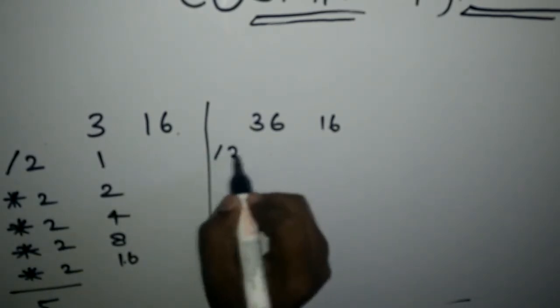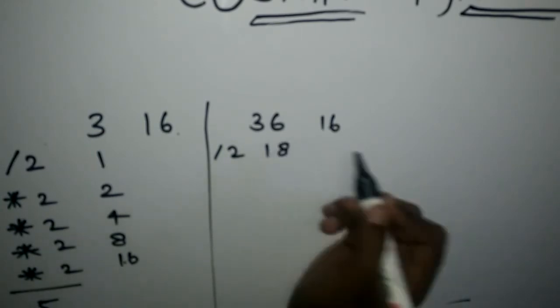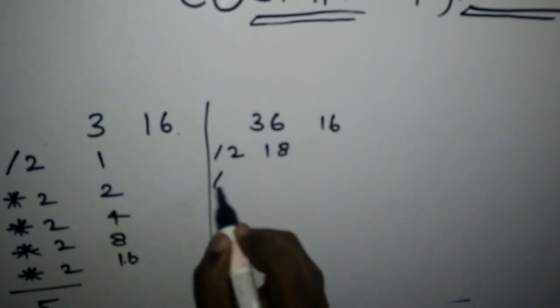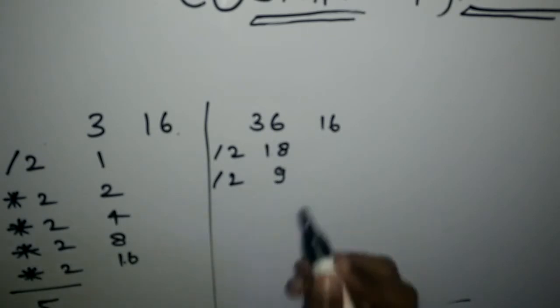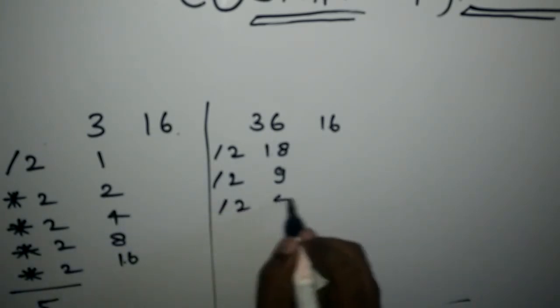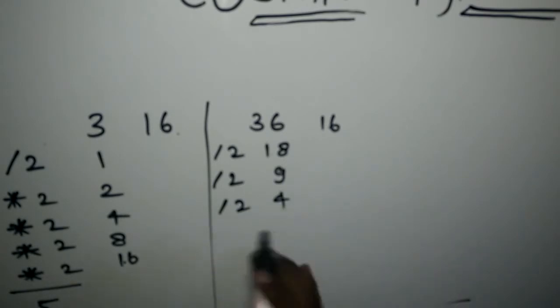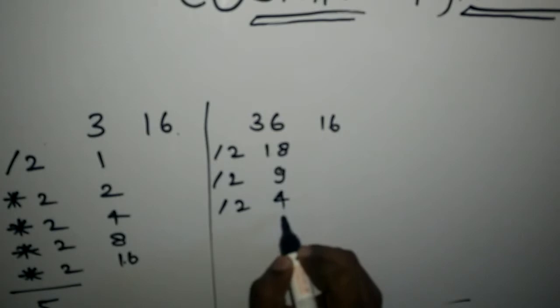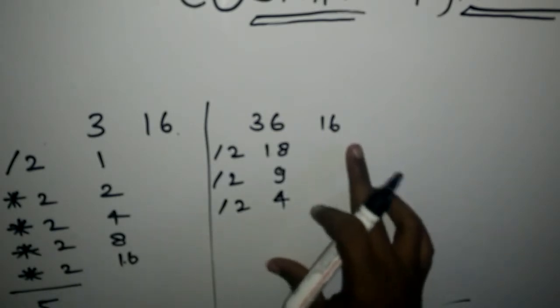We divide it by 2 and we get 18, which is still not a power of 2. We divide it by 2 again and we get 9, still not a power of 2. We divide it by 2, we get 4, which is a power of 2. So now here we stop division and then we see if the power of 2 that we got is greater than 16 or less than 16.